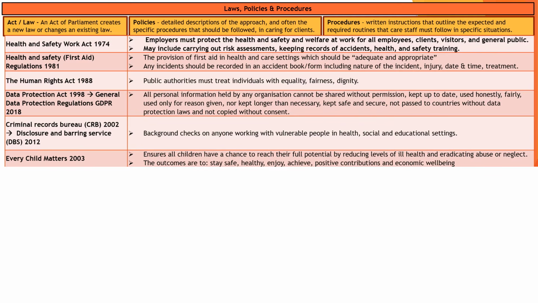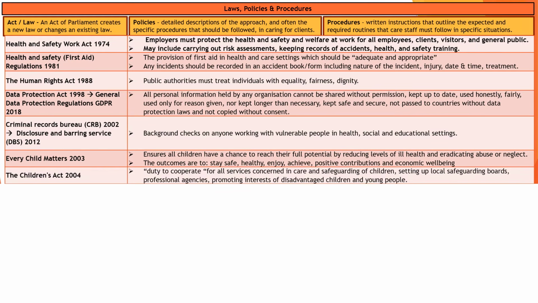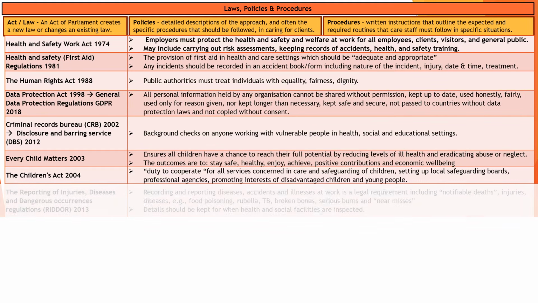Every Child Matters was introduced in 2003 following a number of child protection issues such as Victoria Climbié and Baby P. The main element of this is that all children have to have a chance to reach their full potential, reducing levels of ill health, eradicating abuse and neglect. The outcomes are always about staying safe, enjoying a healthy, active life, making a positive contribution and positive economic well-being. The Children's Act develops on from this in 2004, providing this duty to cooperate. So all services concerned with a group of people, if they have safeguarding concerns, have to share them, and they can't hold on to that information themselves.